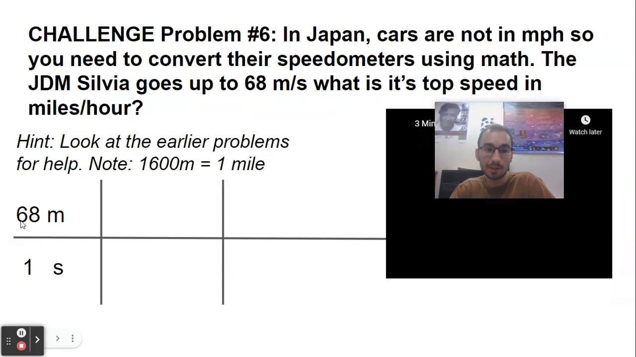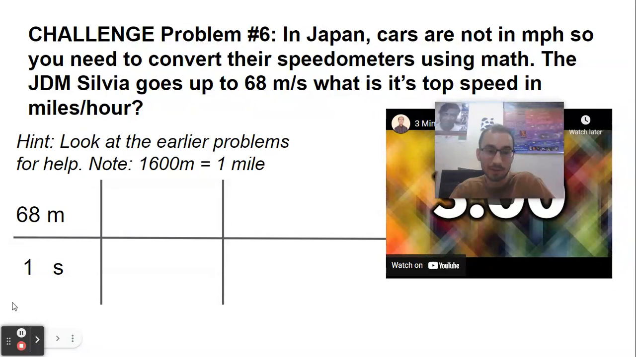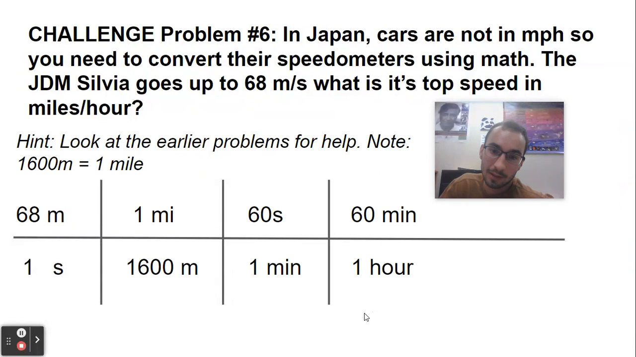You're going to have 68 meters on top and 1 second on the bottom because it's 68 meters per second. That's why I use this bottom one sometimes. Okay? Try and end up with miles on top and then hours on the bottom. Okay? Pause video now. Try and do it now.